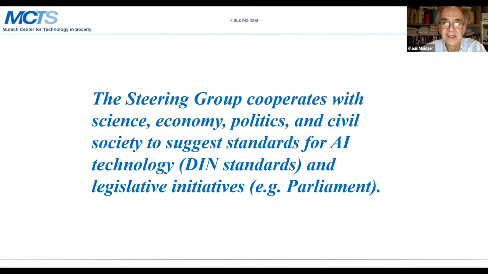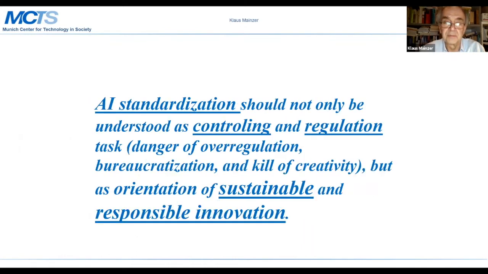In the end, the steering group cooperates with science, economy, politics, and civil society to suggest standards of AI technology in the sense of the DIN standards and in order to prepare legislative initiatives, and therefore the parliament was also involved in the steering group. That is my last slide here for my introduction.